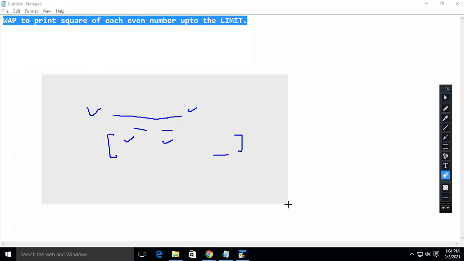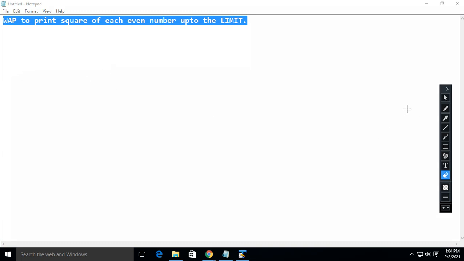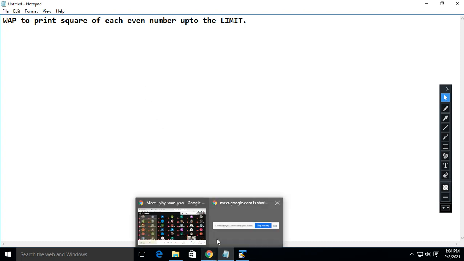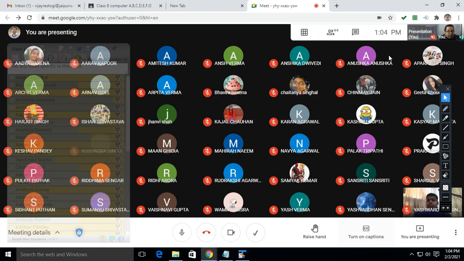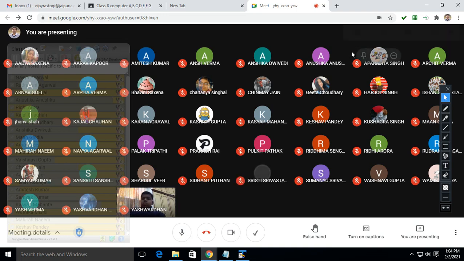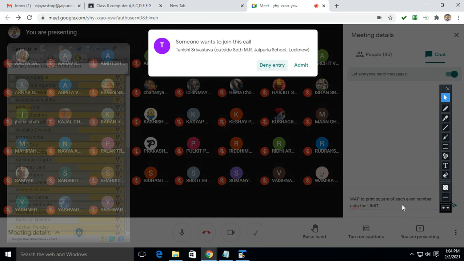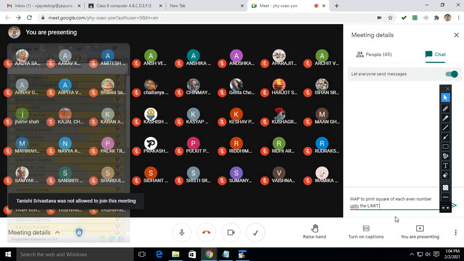Got it? Print the square of each even number up to the limit, and here we are assuming the limit the user is inputting is even. Got it, everyone? The question is there in the chat box also.